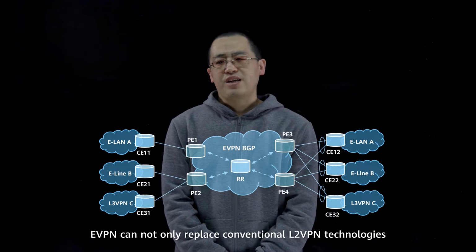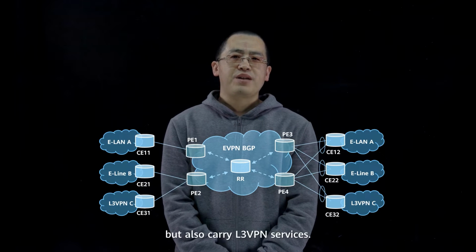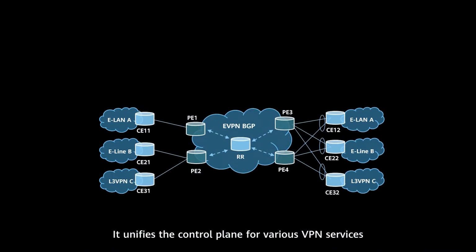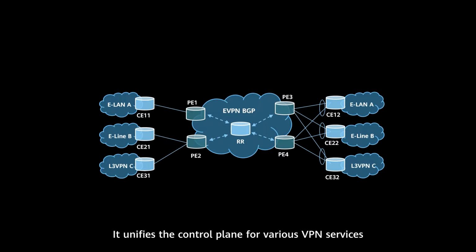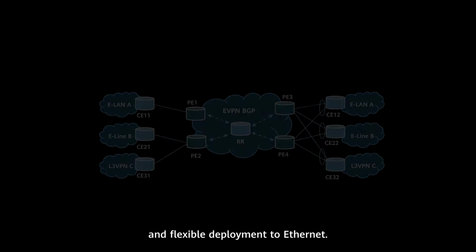EVPN can not only replace conventional L2 VPN technologies, but also carry L3 VPN services. It unifies the control plane for various VPN services and reduces protocol complexity. In addition, it brings the advantages of IPVPN traffic load balancing and flexible deployment to Ethernet.